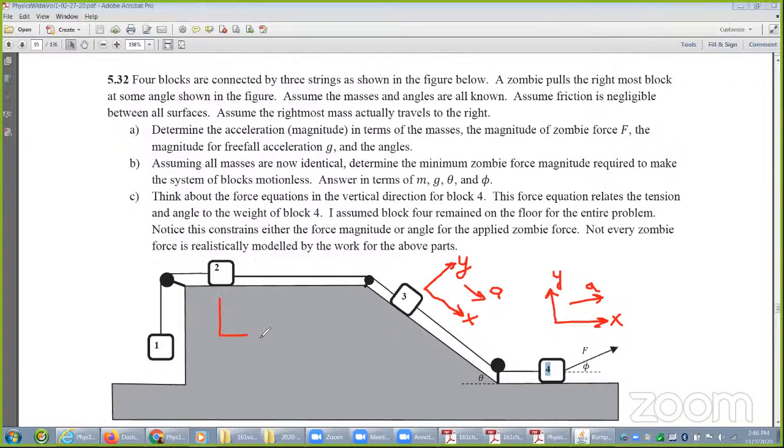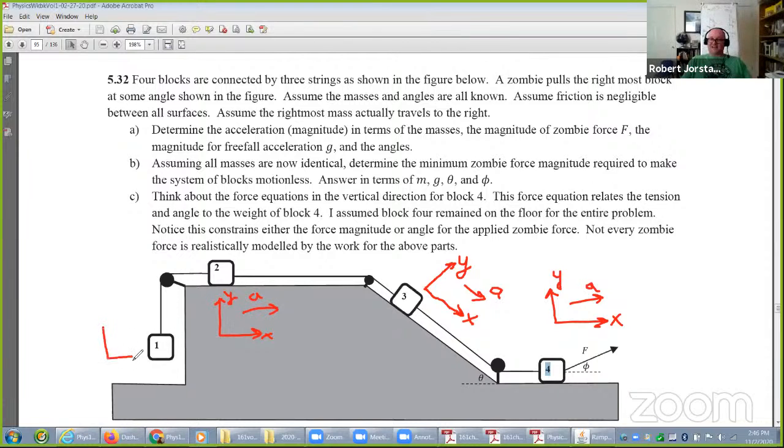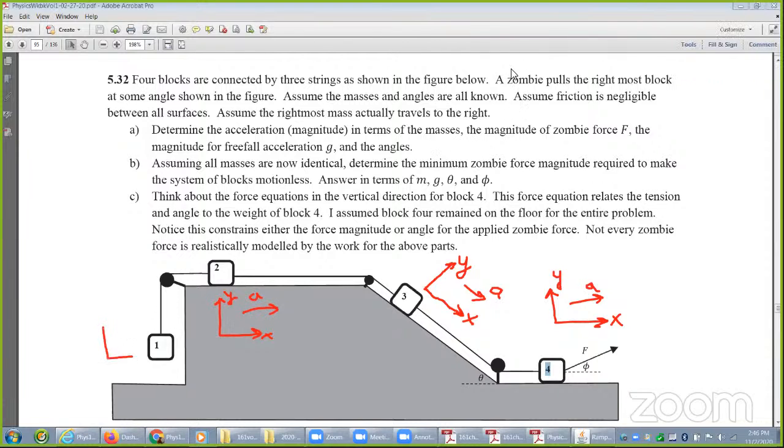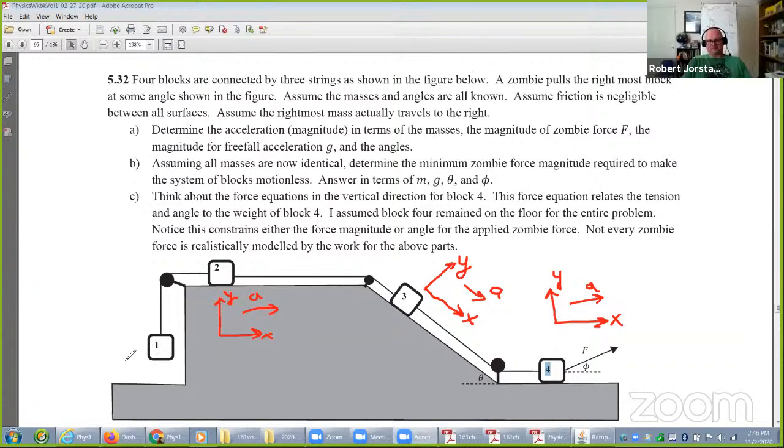Same as block 4. Yep. And then block 1 would be same again. So you're saying do this? You could do that. However, what do you think I would do?